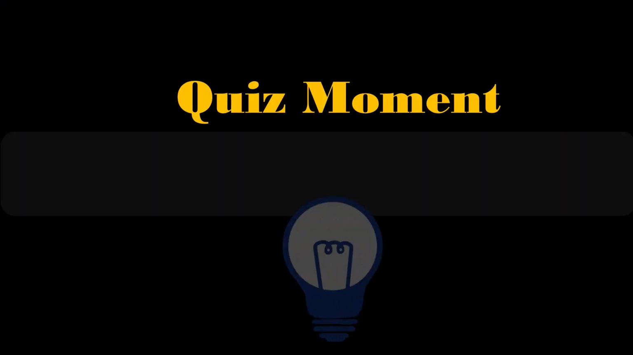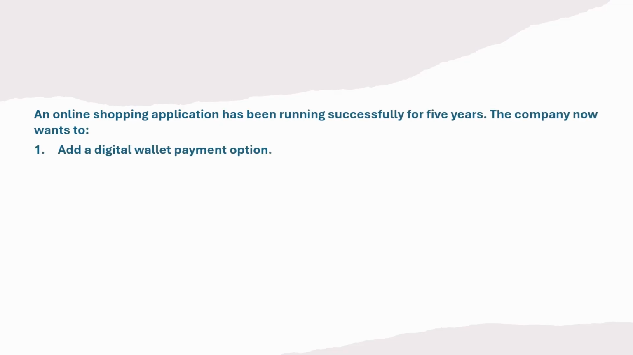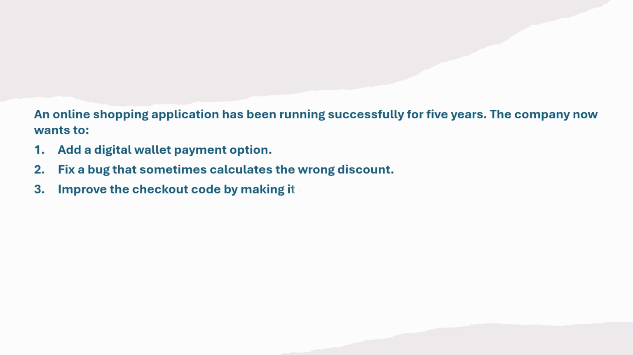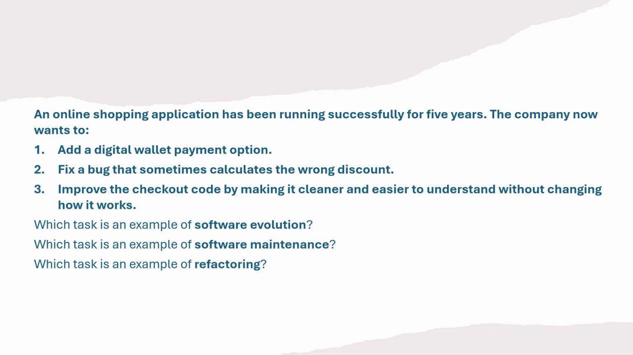Let's test your understanding with a short case study. An online shopping application has been running successfully for 5 years. The company now wants to add a digital wallet payment option. Fix a bug that sometimes calculates the wrong discount. Improve the checkout code by making it cleaner and easier to understand without changing how it works. So, which task is an example of software evolution, which of software maintenance, and which of refactoring?